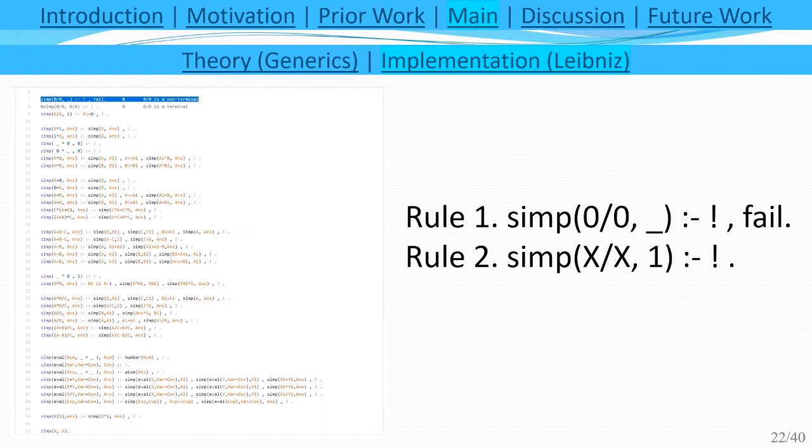Implementation. Leibniz is a rule system for expression simplification written in Prolog. Leibniz is named after Gottfried Wilhelm Leibniz, one of the inventors of calculus, who used algebraic notation for his calculus. The pivotal rules are: simp of 0 over 0 is fail. Simp of x over x is 1. If 0 over 0 is encountered, then this branch fails. If x over x is encountered, then replace it with 1.